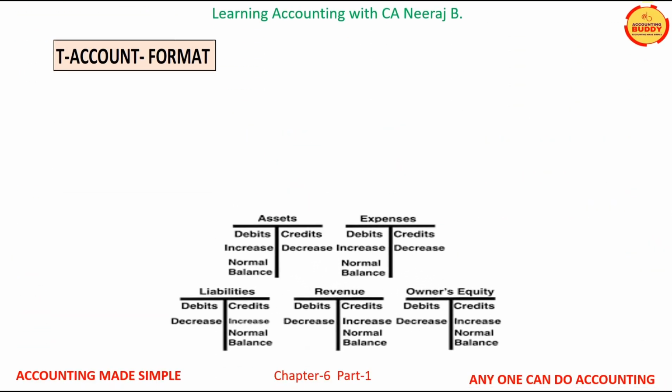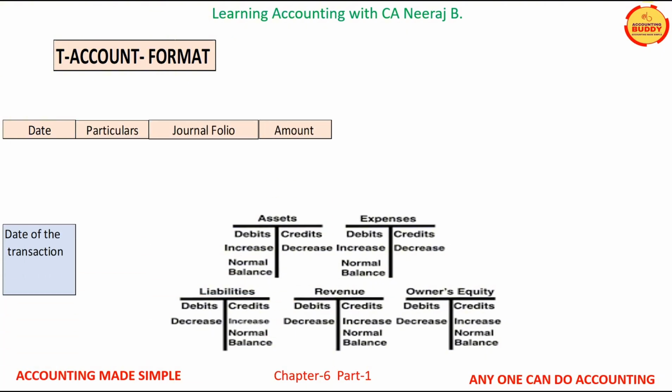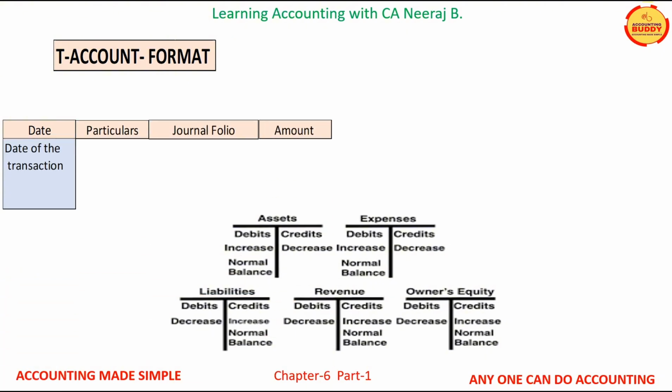Let us learn about the T account format and the information which is captured for each transaction in a particular account. There are four columns on each side of the T account. They are date, particulars, journal folio and amount. In the date column, the date of the transaction is mentioned. In the particulars column, the name of the other account is mentioned.